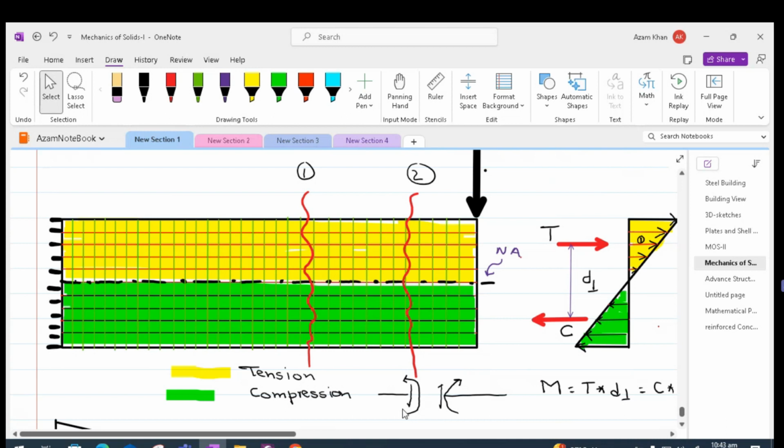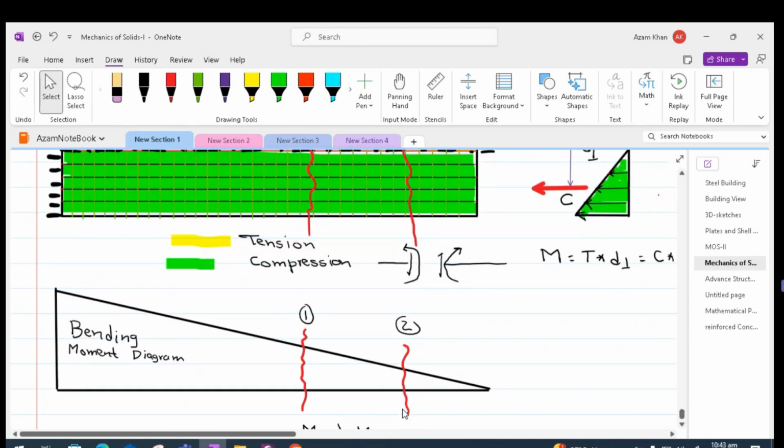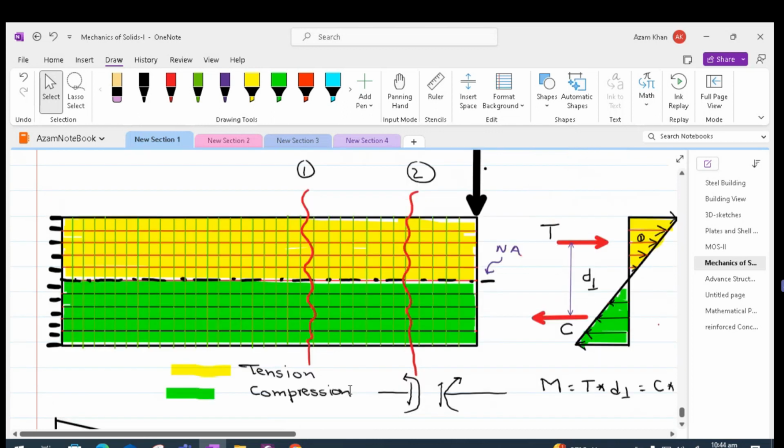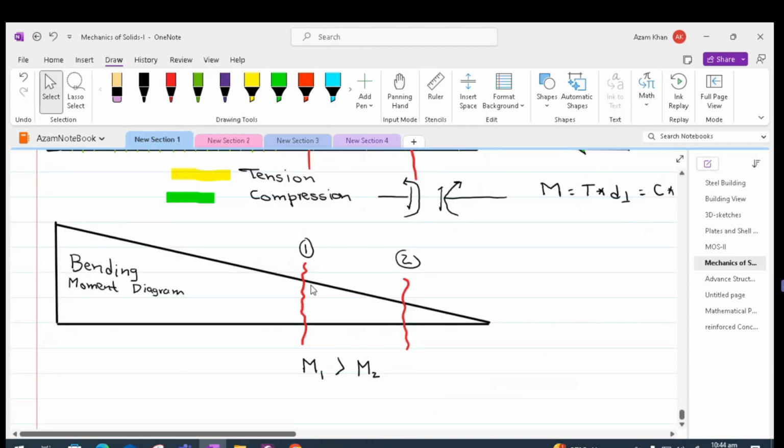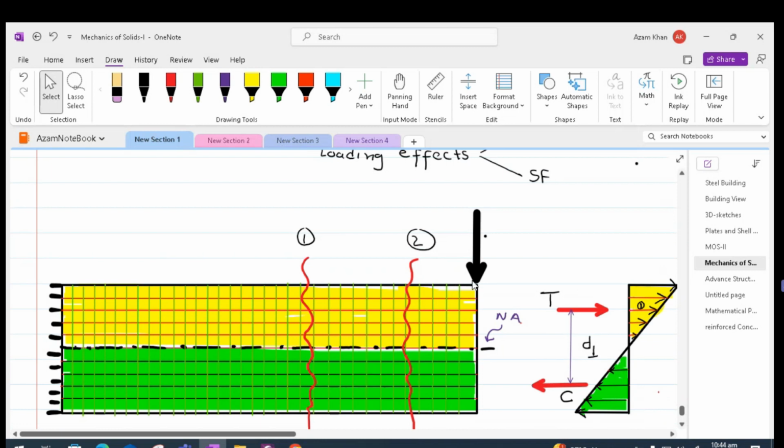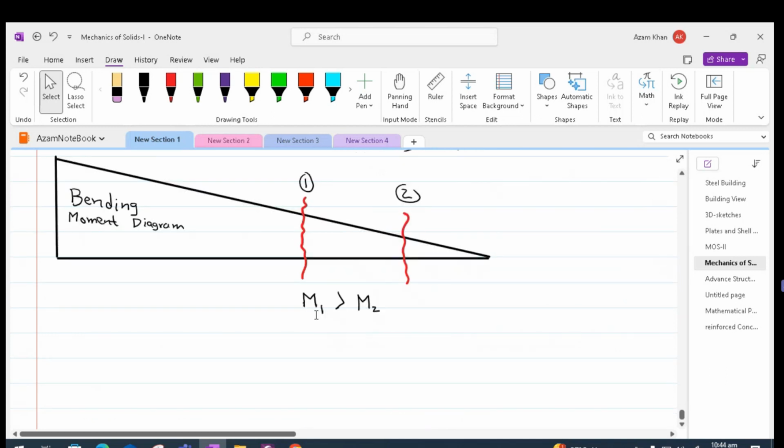In order to justify this statement, let us consider two sections within this beam. These sections are called section 1 and 2, and they are separated by some distance. We can see that at section 1, the moment is bigger than at section 2, and the reason is that at section 1, the lever arm is bigger as compared to section 2. So we can easily write M1 is greater than M2.